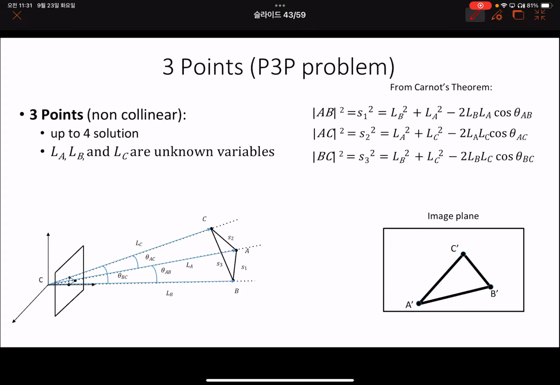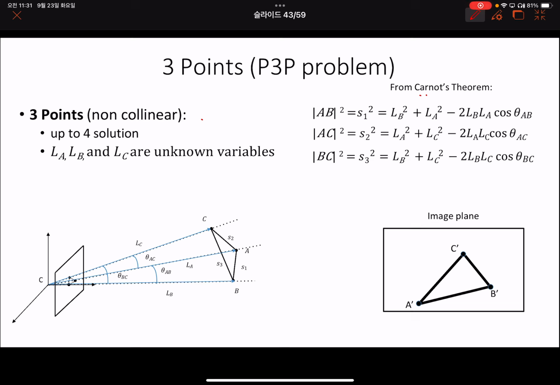And 3 points. This is called the P3P problem. With 3 points, assuming they are not on the same line, there are up to 4 solutions. As I said, this is high school math. I remember this is the second law of cosine. When I was a high school student, I learned this as the second law in cosine. I'm not sure of the term these days.